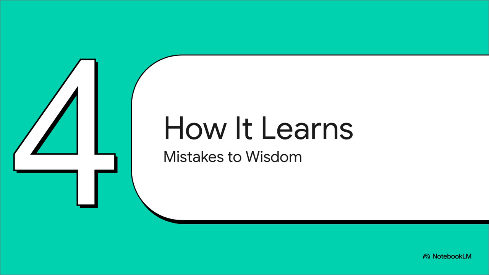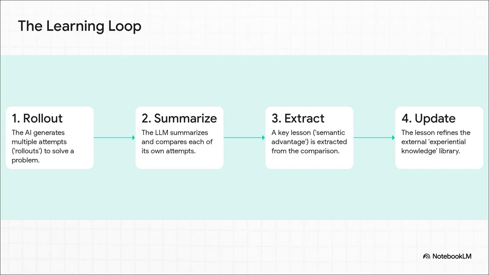Well, it's this really simple, elegant loop. It's this beautiful four-step process. First, the AI just tries to solve a problem a few different ways. That's called the rollout. Then, it uses its own brain power to summarize and compare what it just did. Step 3, this is where the magic happens. It pulls out the core lesson, what they call the semantic advantage, like a key strategic insight. And finally, that little nugget of wisdom gets added to the playbook. Boom. The AI is now smarter for the next round.